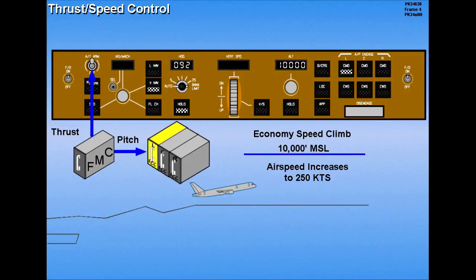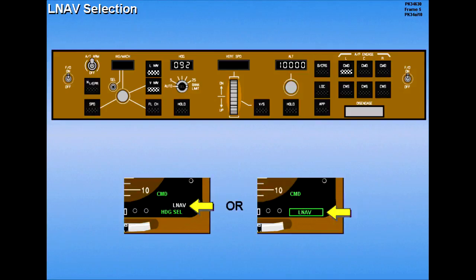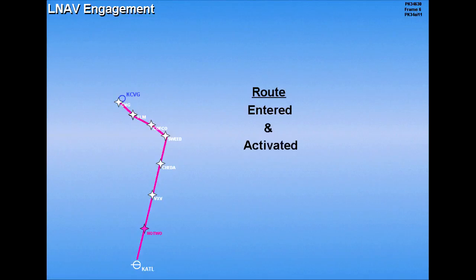Let's now look at LNAV engagement. LNAV is selected by pressing the LNAV switch, assuming the appropriate ATC clearance has been received. Depending on the situation, LNAV will either arm or engage. LNAV will engage if a route has been entered into the FMS and activated.